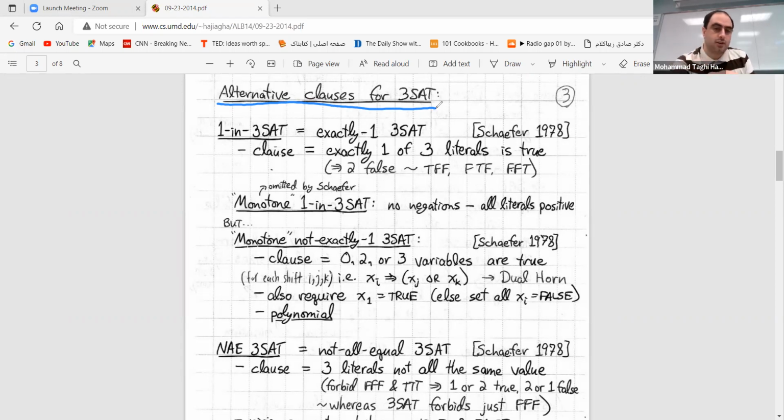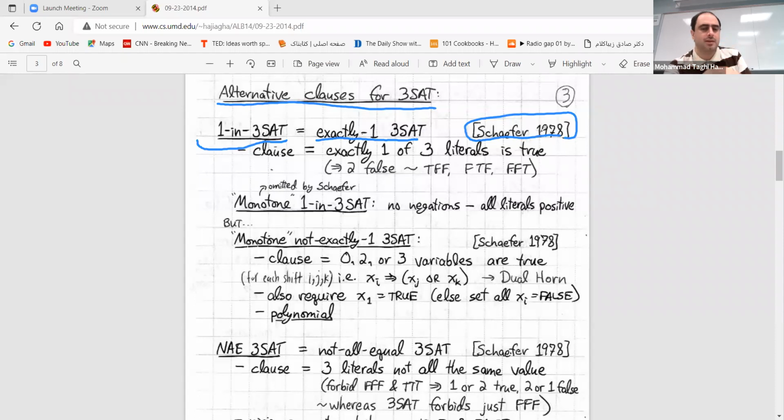So what are the other versions? The other one, this is the one that is interesting: 1 in 3 SAT. What is 1 in 3 SAT? Or it is sometimes called exactly 1 in 3 SAT. Lots of these actually belong to Schaefer, that we will talk about.